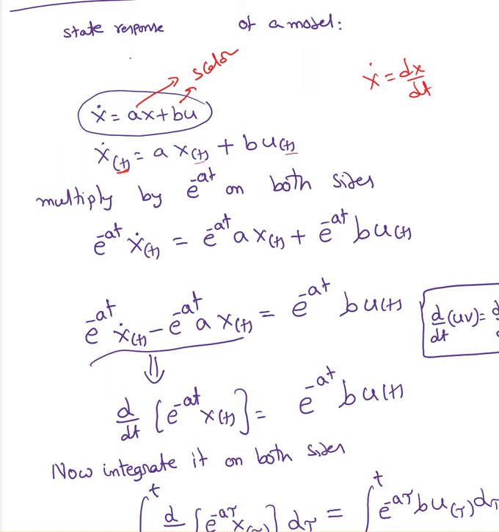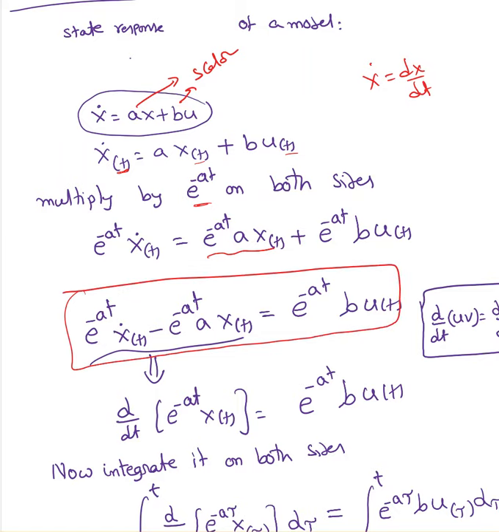Now I'm going to multiply by e to the power of minus at on both sides. So e to the power of minus at x dot t equal to e to the power of minus at a times x of t plus e to the power of minus at b times u of t. Now I'm going to move this e to the power of minus at times a x of t to the other side. So e to the power of minus at x dot t minus e to the power of minus at a x of t equal to e to the power of minus at b times u of t.